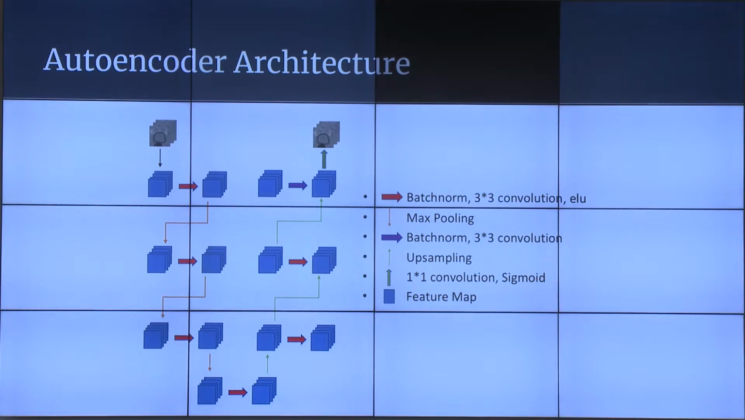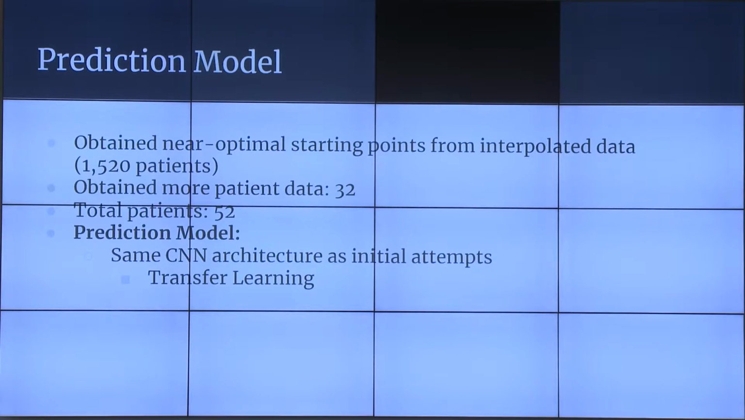Once the autoencoder was done running, we were able to obtain these near optimal starting points from all the interpolated data. At this point in time, we also received the data on 32 additional patients. So we now have a total of 52 non-interpolated, non-modified patient data. For our prediction model, we used the same convolutional neural network architecture as our initial attempts, except this time we used the optimal starting points that the autoencoder was able to give us.